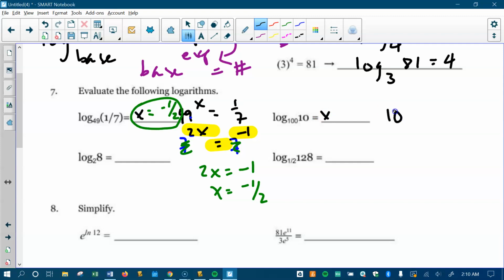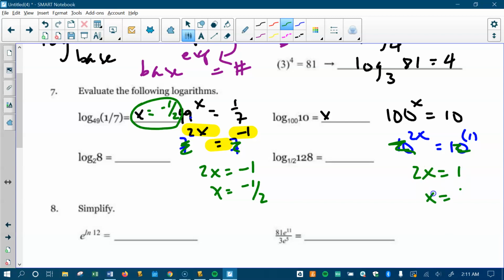Again, we'll call this x for the second one. So I want 100 to the x equals 10. It looks like both of these numbers have a power of 10 in common. So 100 is the same thing as 10 squared. The x stays in the exponent. This 10 has a hidden number: it's 10 to the first. And again, if the bases are the same, drop that base and set the exponents equal to one another. And x equals 1/2.